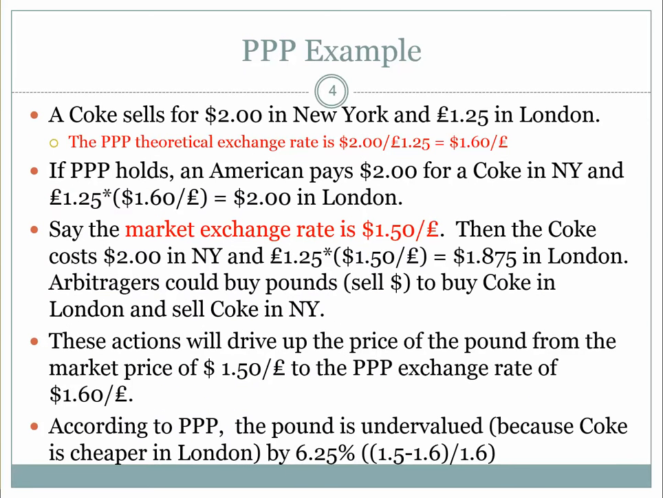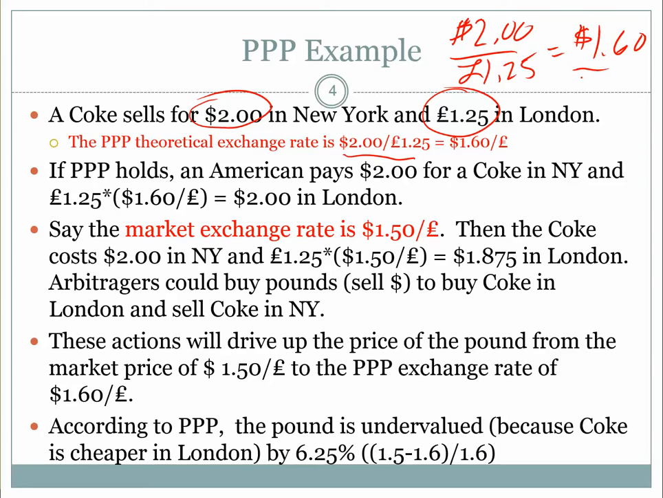So let's look at the model. Suppose a Coke sells for $2 in New York and 1¼ pounds in London. The PPP model says that the exchange rate has to be equal to exactly the ratio of those two prices. Say $2 over £1.25. So the pound would have to be selling for exactly $1.60.